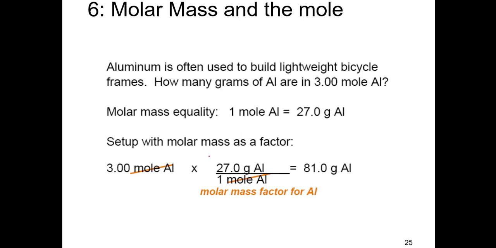So by using the periodic table to calculate the molar mass, or just simply writing it down if it's an element, we can create these molar mass conversion factors. And so we can convert from moles to grams or grams to moles. And this should make relative sense. If I had 1 mole, which was 27 grams, then having 3 times the amount, or 3 moles, should be 3 times the amount of the 27 grams, giving a total of 81 grams.